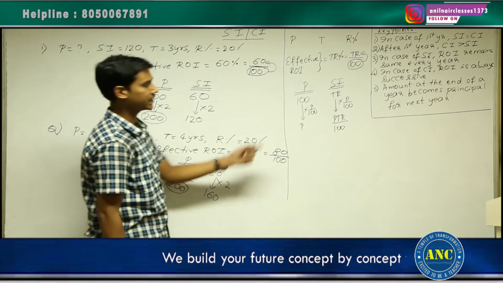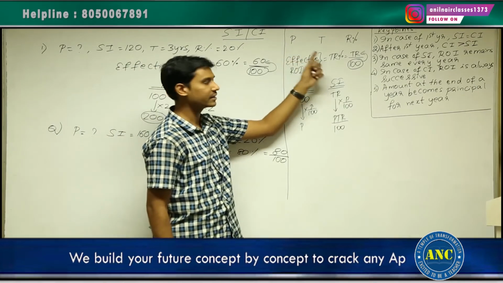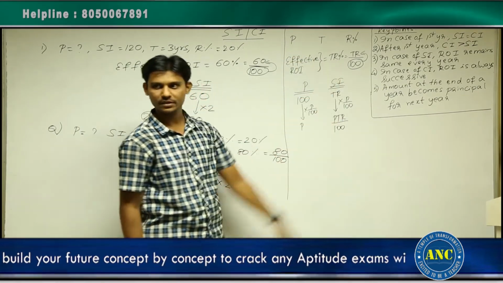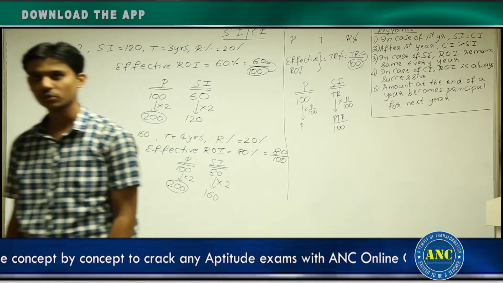Please remember this. Effective rate of interest in case of simple interest is always TR percentage. Okay?